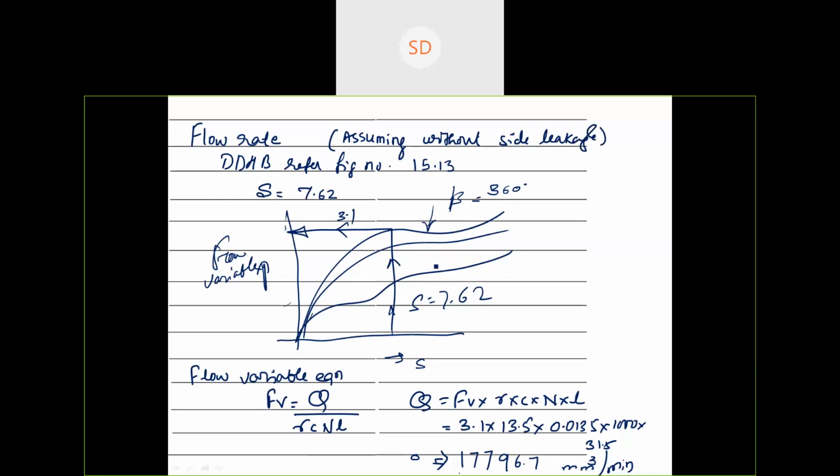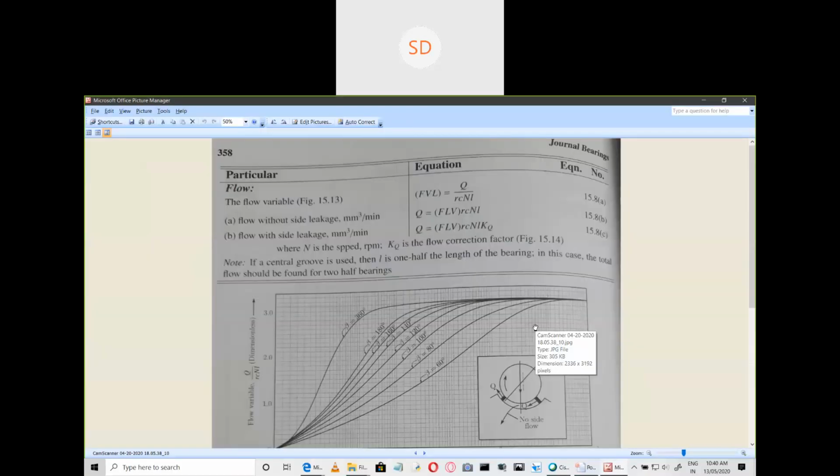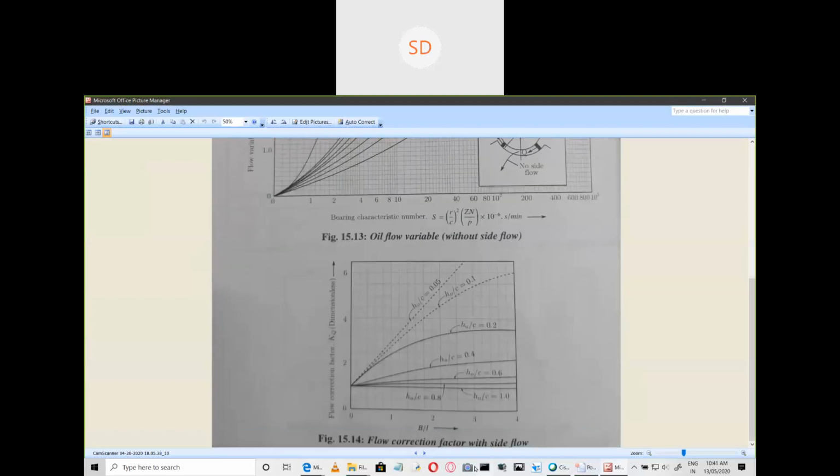Now this equation is 15.8b. If a side leakage is there, then you go for equation number 15.8c. Now for this side leakage, again you need to find out the value of KQ. KQ can be obtained from here. KQ is again based on B by L ratio as well as Z naught by C. You need to find out first B by L.